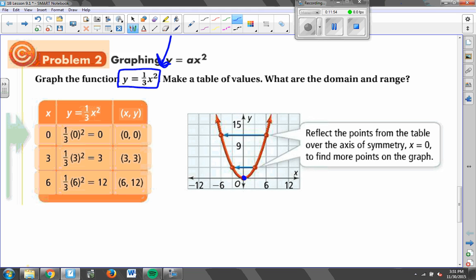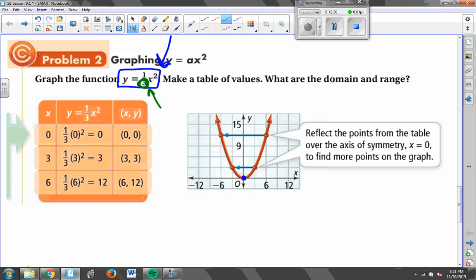Now, your book's table of values jumps up to 3 already. The reason they do that is because right here, you'll notice there is a very small 3, because that says 1/3. So if it's 1/3, jump up by 3s. If it's 1/2, jump up by 2s, and so on. So the next one they go to is 3. If you put 3 in for x, 3 squared is 9. 1/3 times 9 is 3. So I'm now at 3, 3.